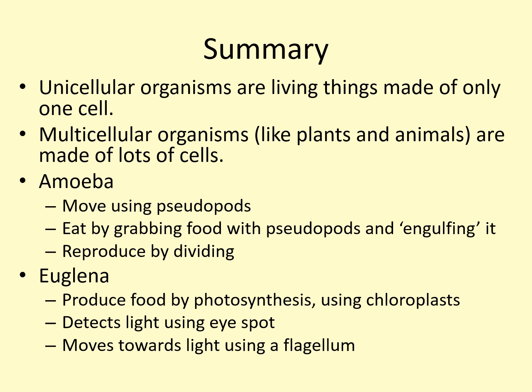Here's your summary. Unicellular organisms are living things made up of only one cell. Multicellular organisms, like plants and animals, are made up of lots of cells. Amoeba move using pseudopods. They eat by grabbing food with pseudopods and engulfing it, and they reproduce by dividing. Euglena produce food by photosynthesis using their chloroplast. They detect light using their eye spot, and they move towards the light using their flagellum.